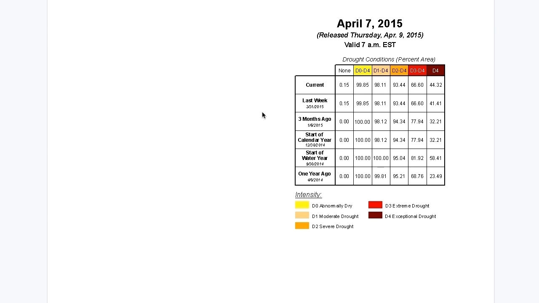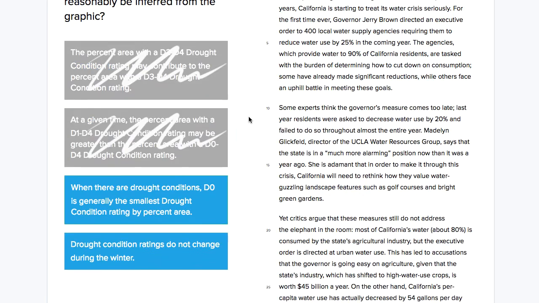So if we want to know if D0 is generally the smallest, all we need to see is that the difference between D0 to D4 and D1 to D4 is really the smallest difference of any of these, right? It's less than a whole percentage point of difference between the yellow and the tan here, and it becomes about 5 percentage points different here, about 30 here, and about 20 here. So this is going to be the correct answer.